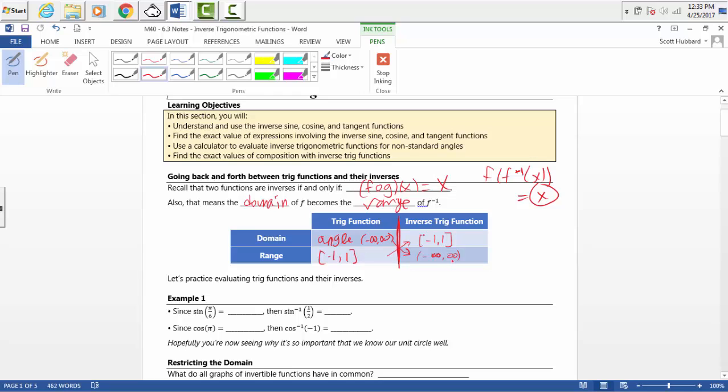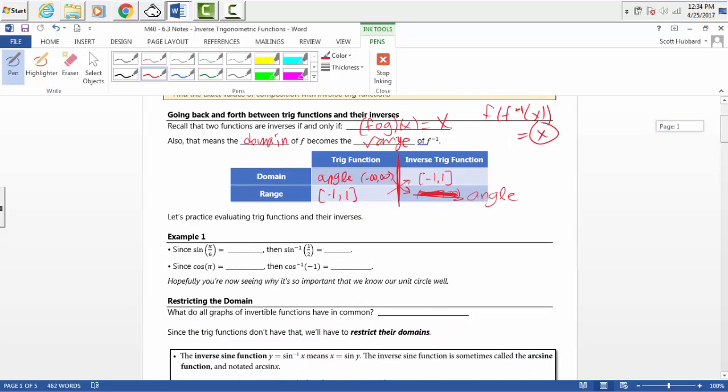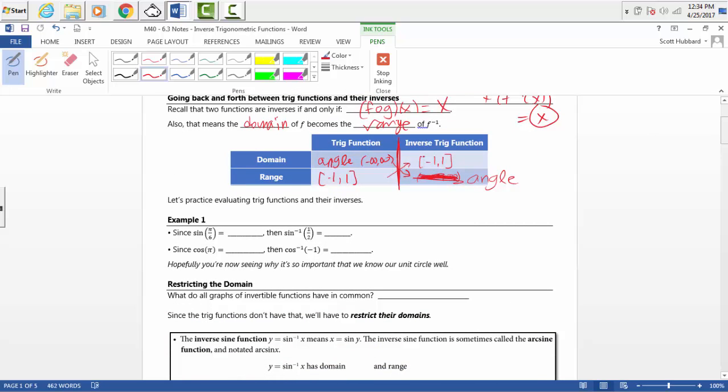Now the problem with that is that this is actually not true. The range is not going to be negative infinity to infinity, and the reason for that is that we're going to have a little trouble with making something 1 to 1. It's actually going to be restricted, and we're going to talk about that. But still, the idea is the same. The output of an inverse trig is going to be an angle. But we're going to have to talk about the actual intervals. It's kind of abstract, so let's get some practice.